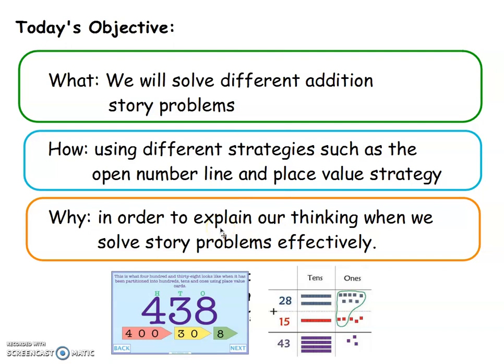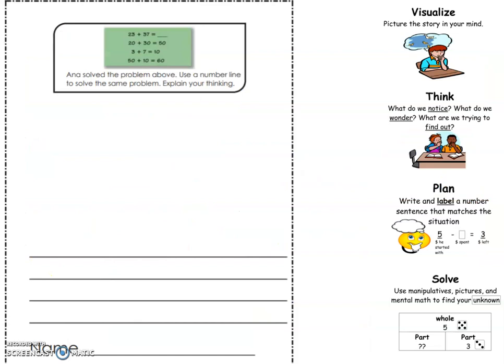So after you solve the problem, you're going to have to use your words to explain what you did and why. What we're going to be doing is solving different addition story problems using different strategies such as the open number line and place value strategy in order to explain our thinking when we solve story problems effectively. This gives us an opportunity to think about why we solved it a certain way, and it also helps us check our work because we're replaying our steps in our mind to make sure that we solved it correctly. So let's go ahead and look at the first one.